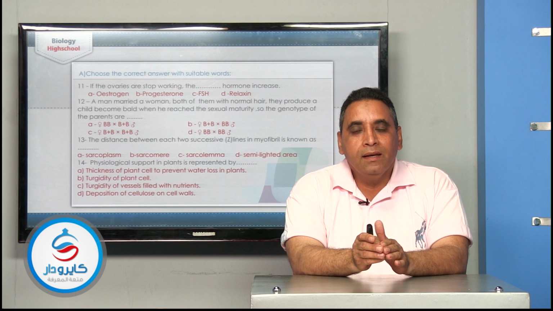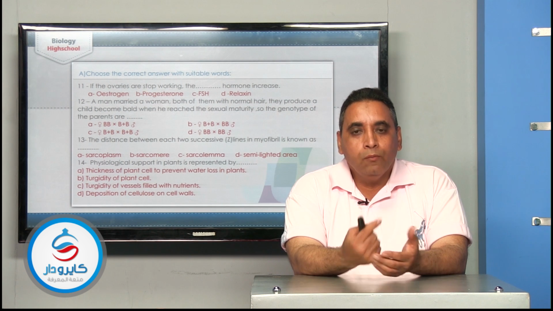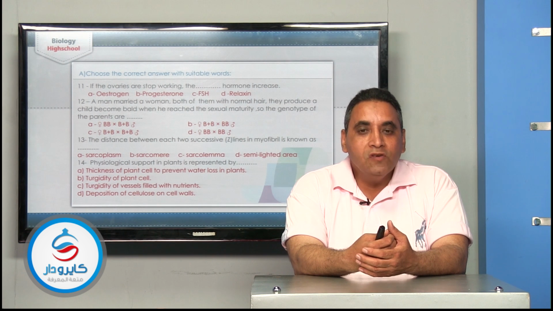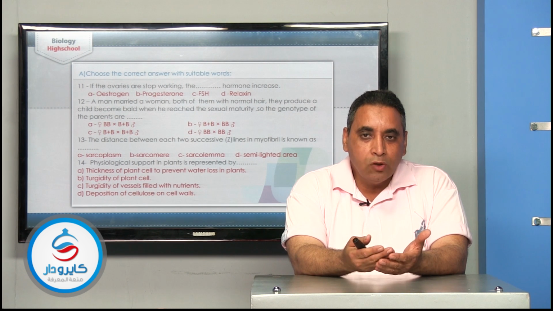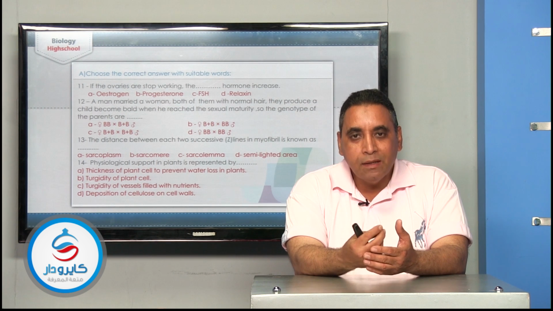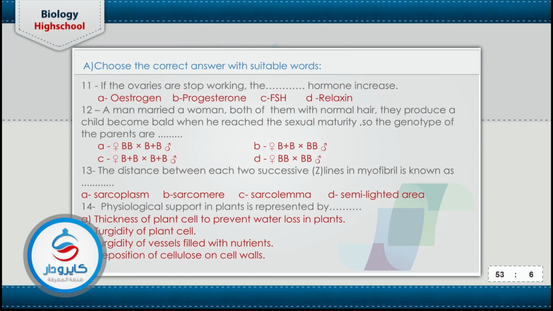But the normal female can have one plus or none. If one of the offspring has baldness during or after maturity, that means the female is B plus B. So the right answer is number B: female B plus B, and male B.